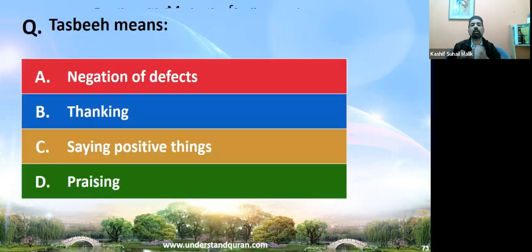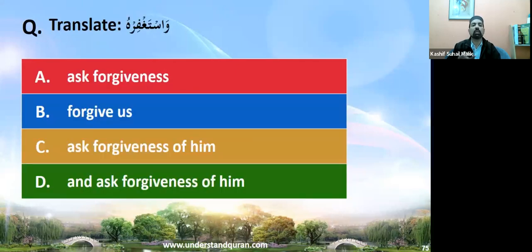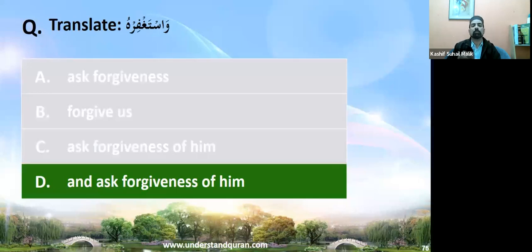And the last part is innahu kana tawwaba. But let me quickly ask you if you understand the meaning of tasbih means A, B, C, D? A. Yeah, negation of defects. Very right. And translated, wastaghfirhu, A, B, C, D? D. MashaAllah. Yeah, D. And ask forgiveness of him.